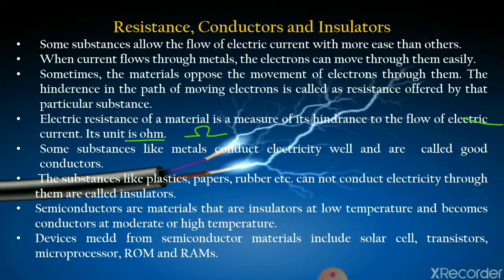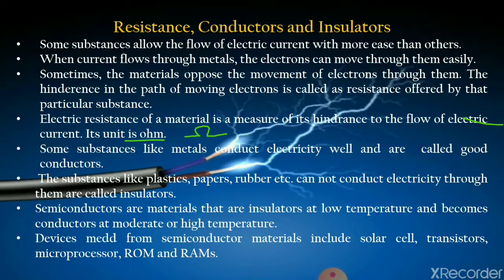So this property of different resistance offered by different materials towards the flow of electric current can be used in various applications of electricity that you will study later on in this chapter only. Now, the materials that show high resistance cannot conduct electricity, or they can conduct almost no electricity through them. So these materials are called insulators. Insulators means bad conductors of electricity.